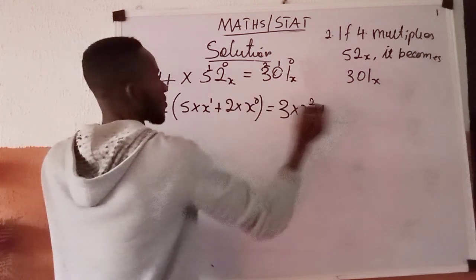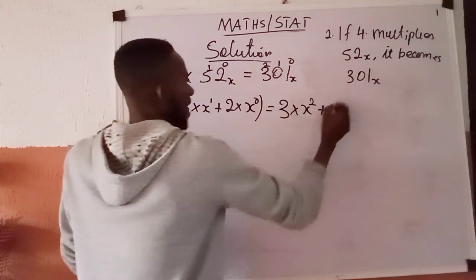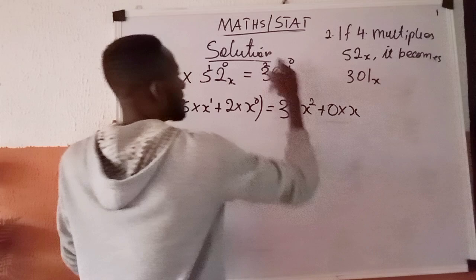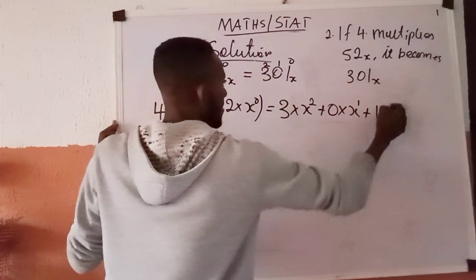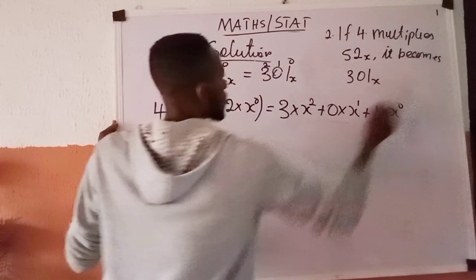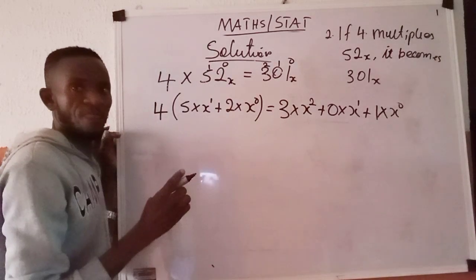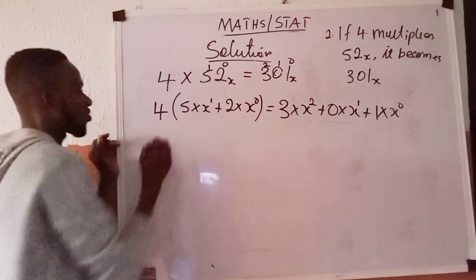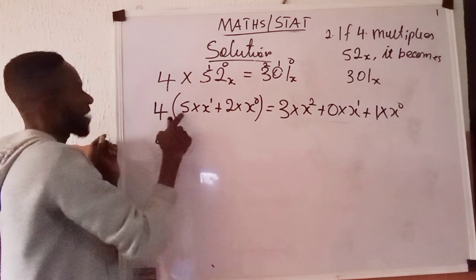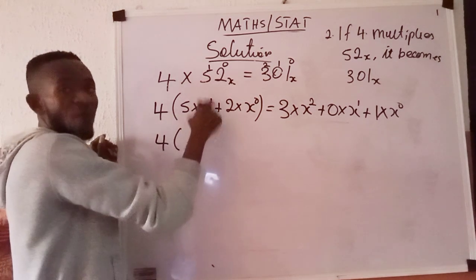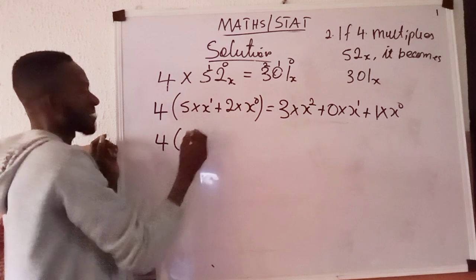So you now have plus. Here is your 0. So you have 0 times x raised to power of 1, plus. The last one is 1. 1 times x raised to power of 0. Then you return back. You write your 4 the way it is here, open the brackets. Then anything raised to power 1 is itself. So what I have is 5 times x, which is what?